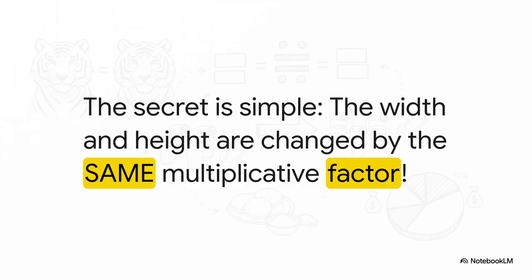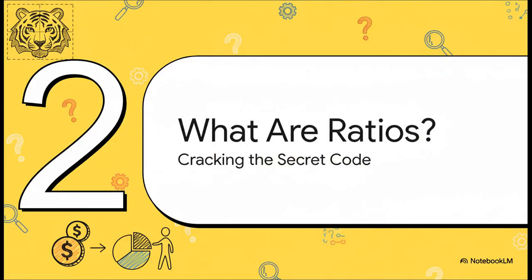That's the whole idea. Now in maths, this special relationship, this connection between two numbers, like width and height, has a special name. We call it a ratio. And if you can understand ratios, you've pretty much cracked the code for this entire chapter.